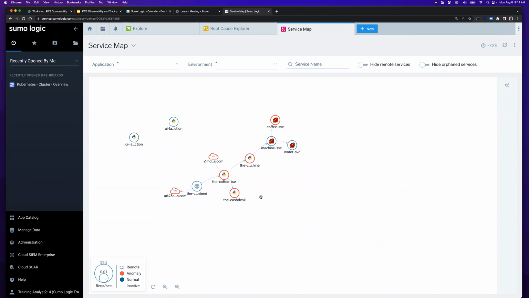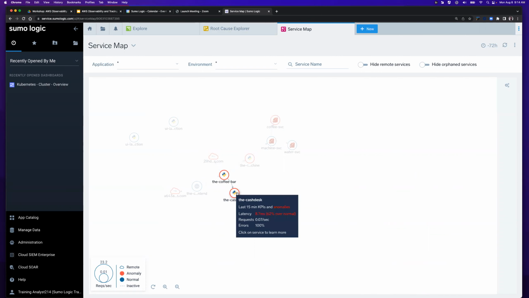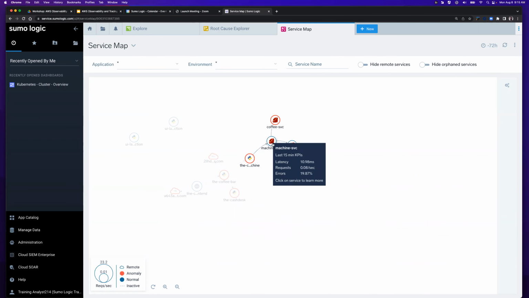But what we see are those services that I just described. We see the coffee bar, and so that's going to be our name for our general coffee service. Then we see the cash desk that's responsible for the calculations of the transaction, calculating how much that cup of coffee costs. We see the coffee machine, and we see these machine services.